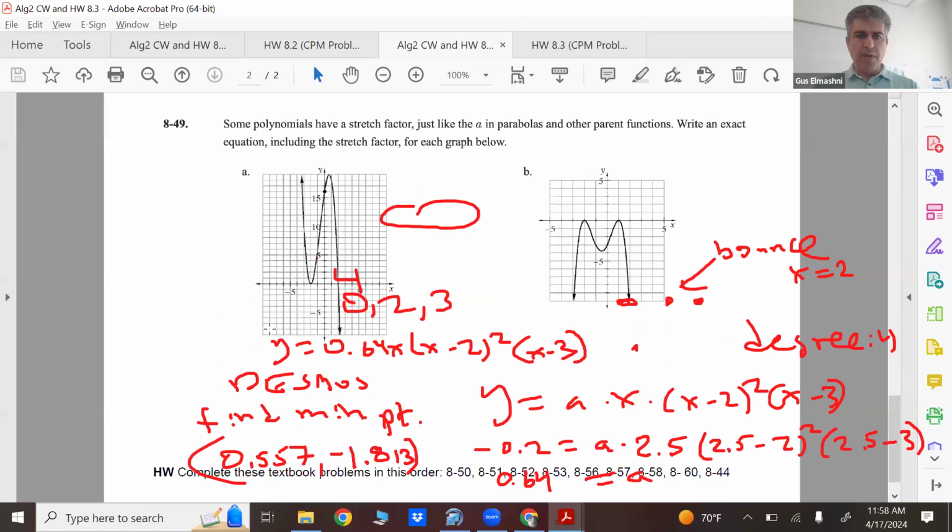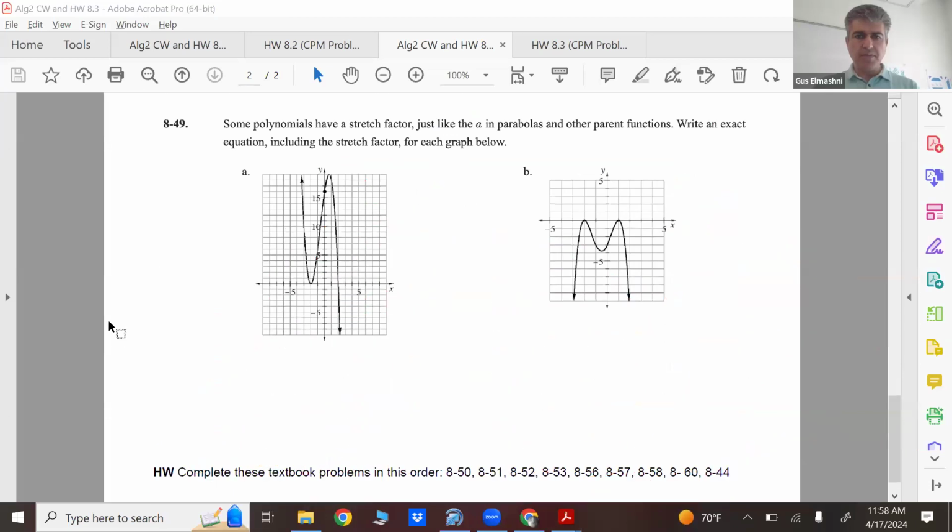And then lastly, for 849, some polynomials have a stretch factor just like the a in parabolas. Another parent function, find an exact equation. You include the stretch factor for each graph below. Okay. So in this case, what are the x-intercepts here, guys? 1 and -2.